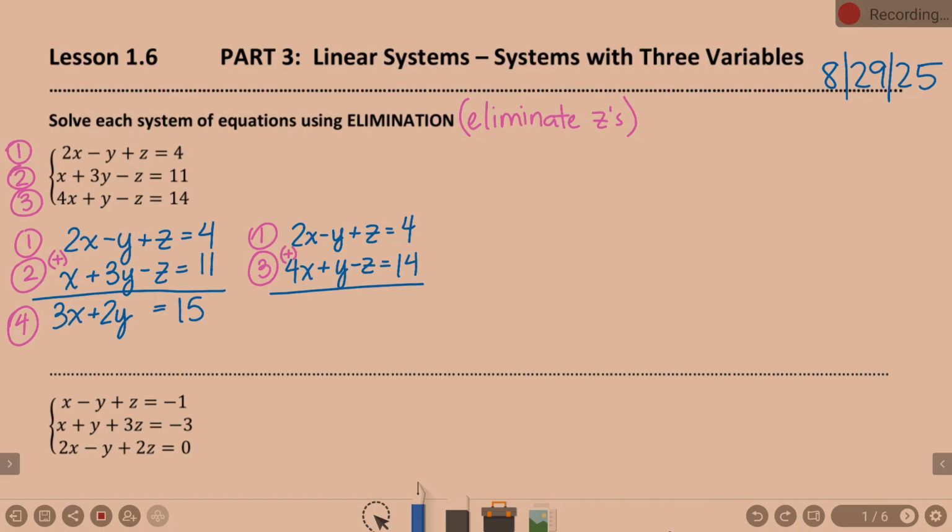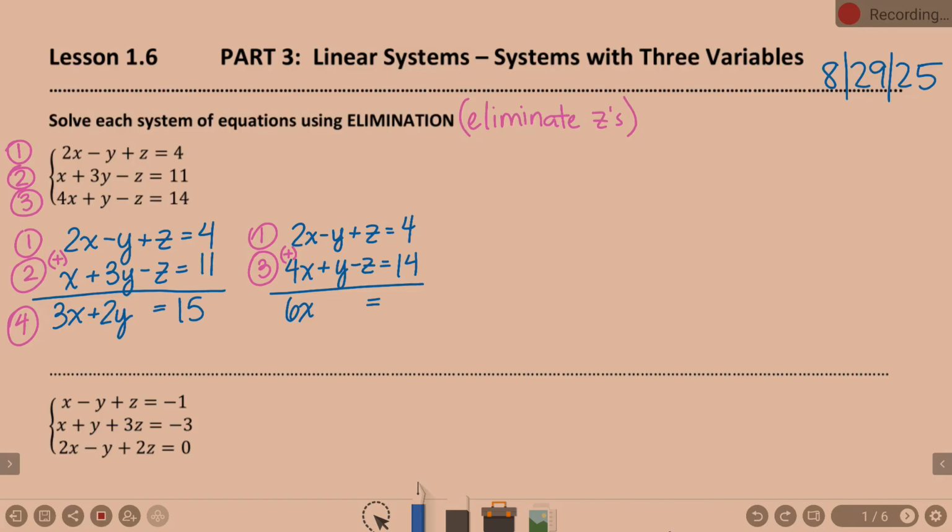Okay, let's do the math again. 2x plus 4x is 6x. Negative y plus y, 0. Okay, unexpected bonus. That wasn't really supposed to happen, but it makes life easier, so that's good. Y's cancel. Z plus negative z is 0. That was supposed to happen, right? We wanted the z to cancel. The y is a nice bonus. Carry down my equal sign.